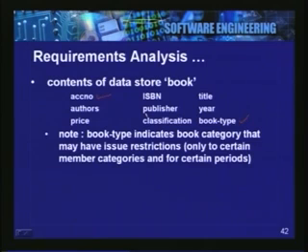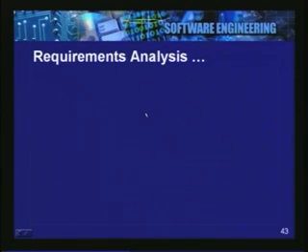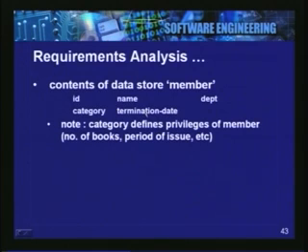Let us now look at the other data stores quickly. We have the member data store. These are the members who are permitted to borrow books. Every member has an identifier, name, the department, his category. Now the category would be faculty, student, and so on, and the date on which the membership would expire.